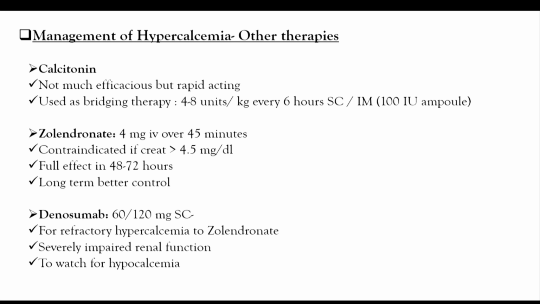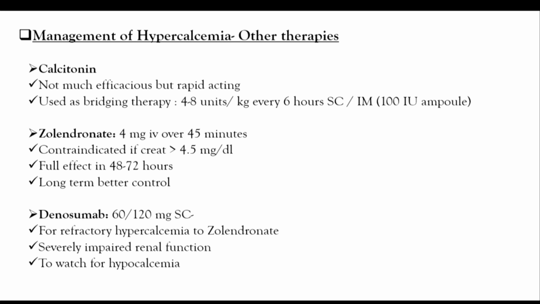The mainstay of treatment is zoledronic acid. We can give 4 milligram. It should be given slowly over 45 minutes. But it is contraindicated if creatinine is more than 4.5 milligram per deciliter. Up till then we can use it, but with a reduced dose if creatinine is high. The full effect of zoledronic acid comes in 48 to 72 hours. So calcium will come down on the second or third day. So that's why we need calcitonin for a brief duration.